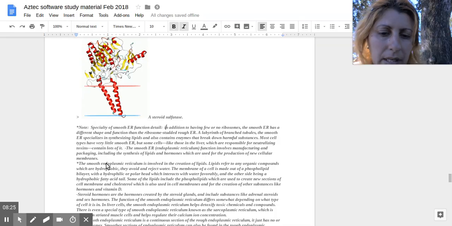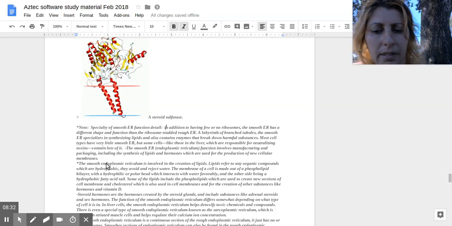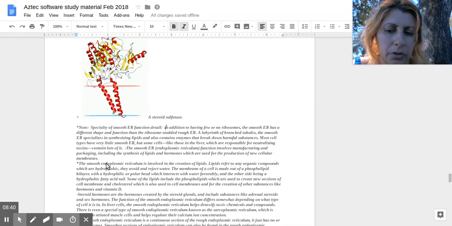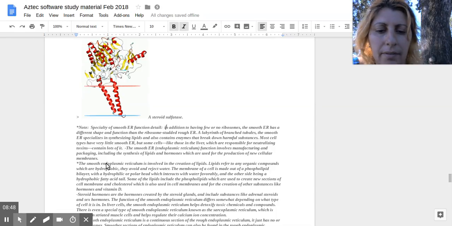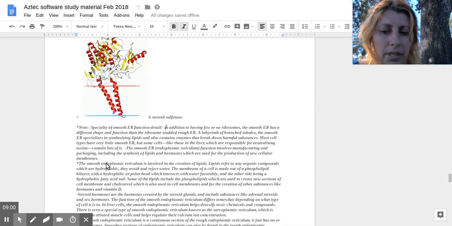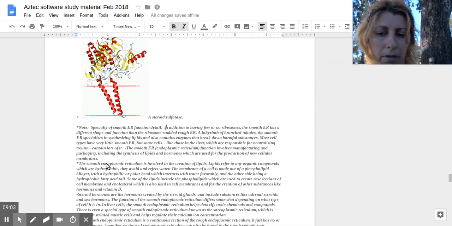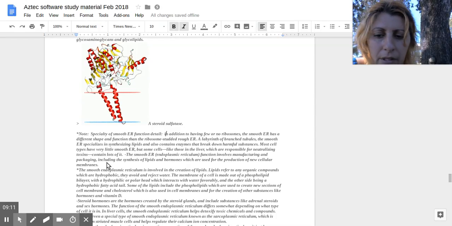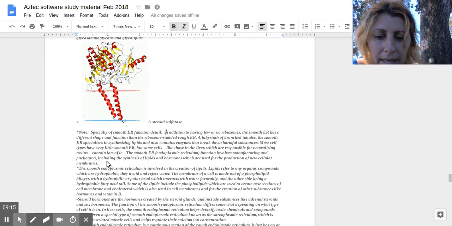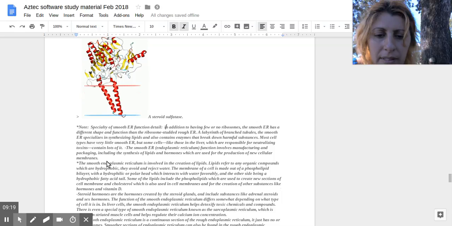are also used in cell membranes and for the creation of other substances like hormones and steroid hormones, which we learned about previously, and vitamin D. So these are all similar types of molecules. They're large, they have at least 17 carbon atoms, and they're ringed, and they have differences in their side chains, which determines the exact type of molecule it is, specificity. Steroid hormones are the hormones created by the steroid glands, including substances like adrenal steroids and sex hormones.